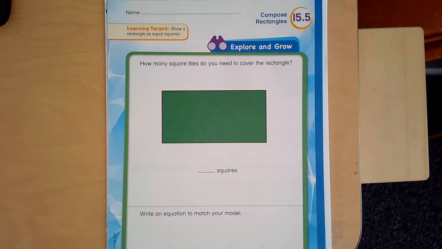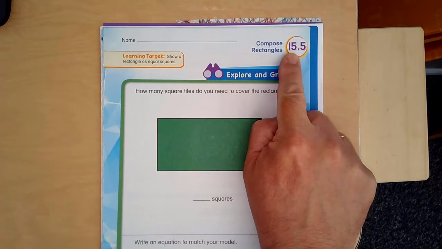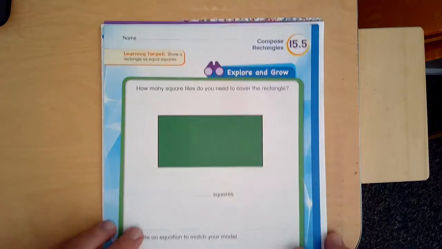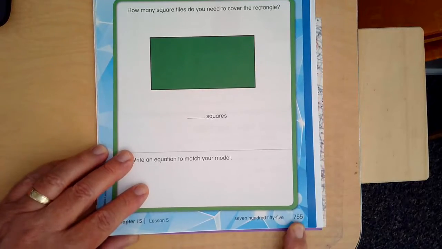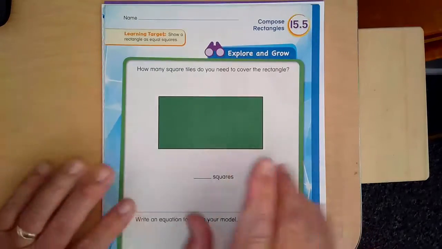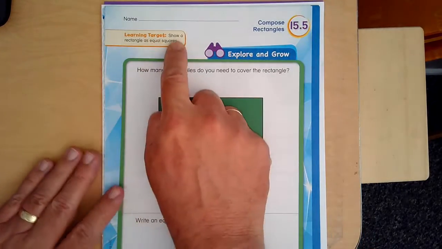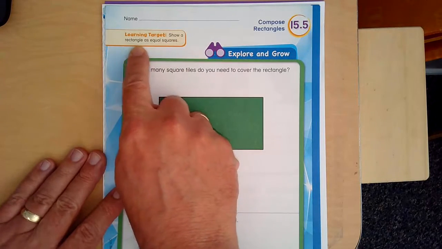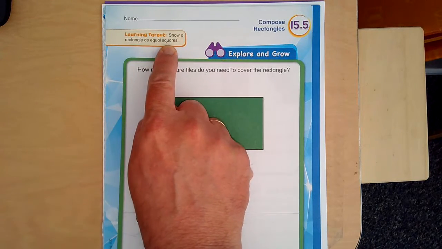Hello, second graders, and welcome back. This is math. We are on chapter 15, lesson 5. The page is 755. And our learning target, what we are trying to do today, is show a rectangle as equal squares.